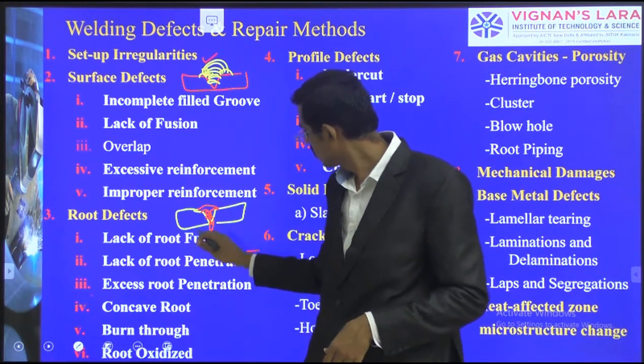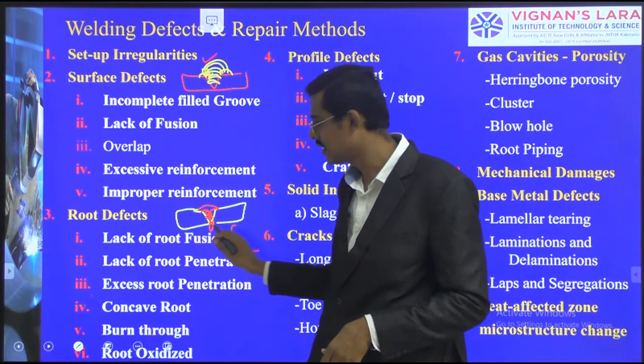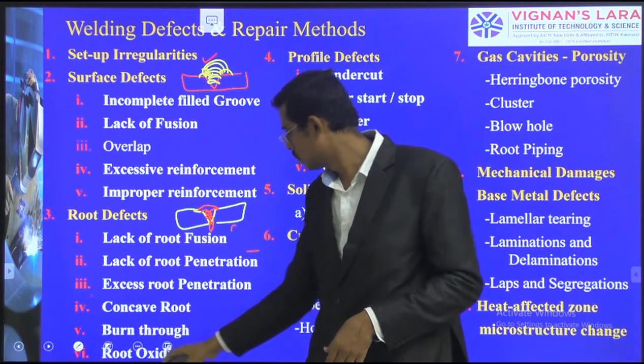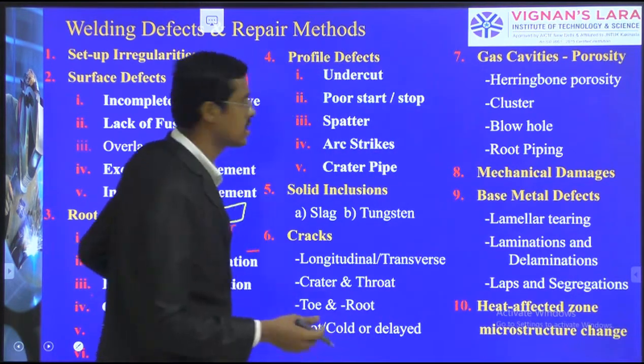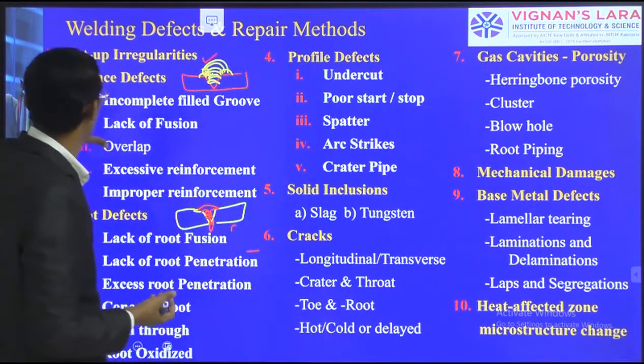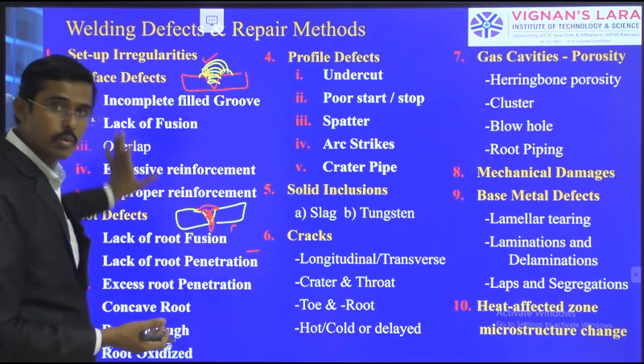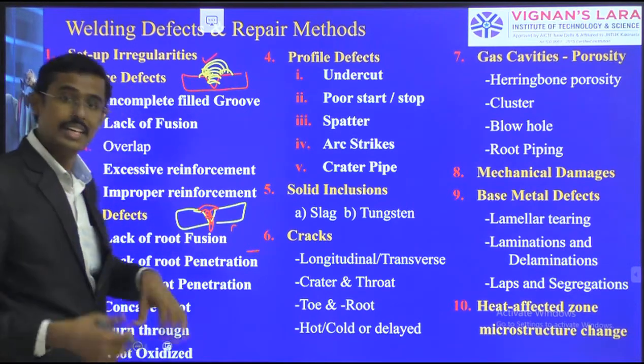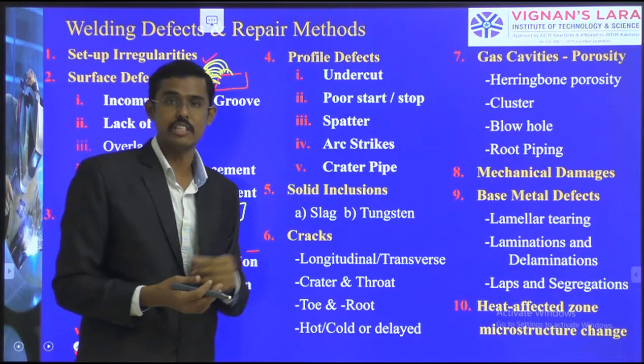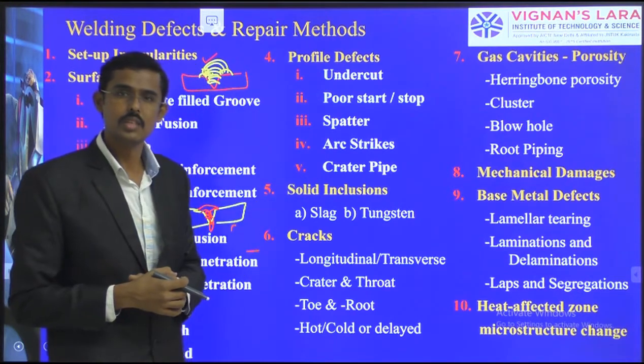Concave root: the root becomes concave on the inside. Then burn through and root oxidation. So likewise, these are the root side defects. One category is about the surfaces, one about the top, one about the bottom, and one about the fit-ups. Then I am coming to the profile defects, how the weld looks.